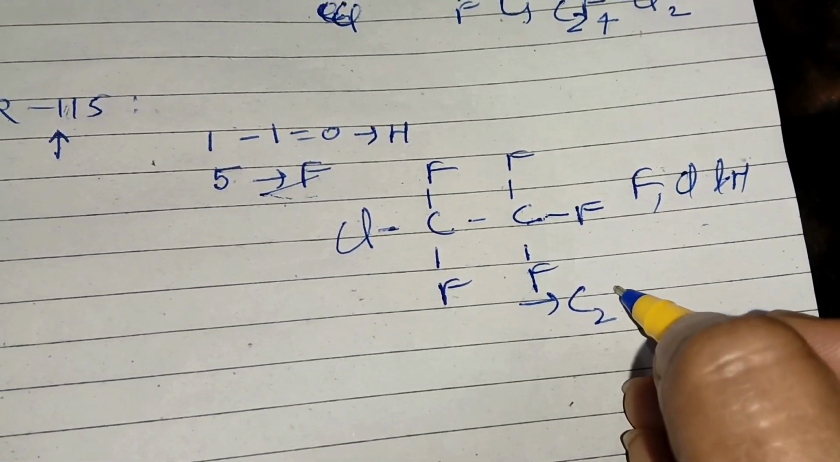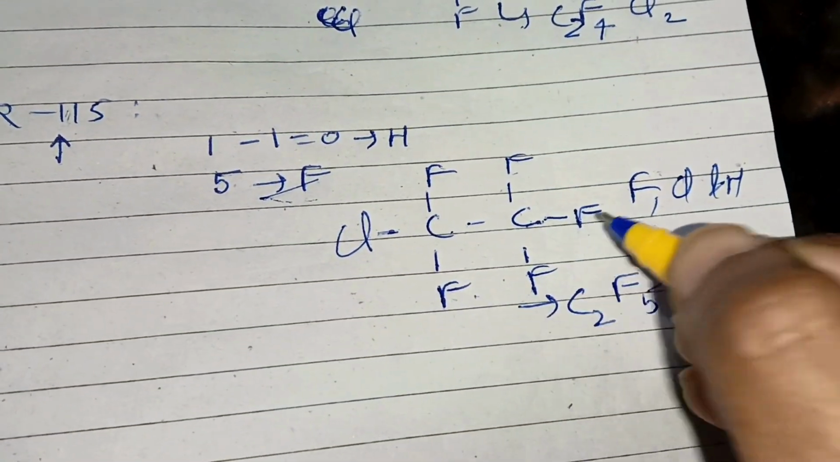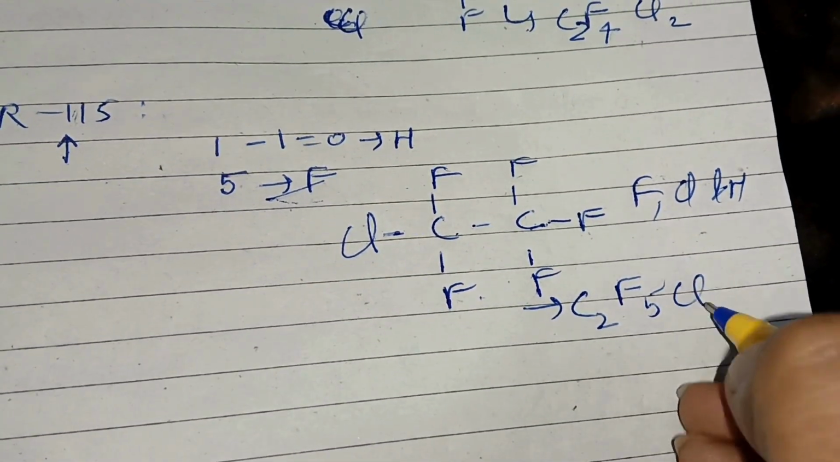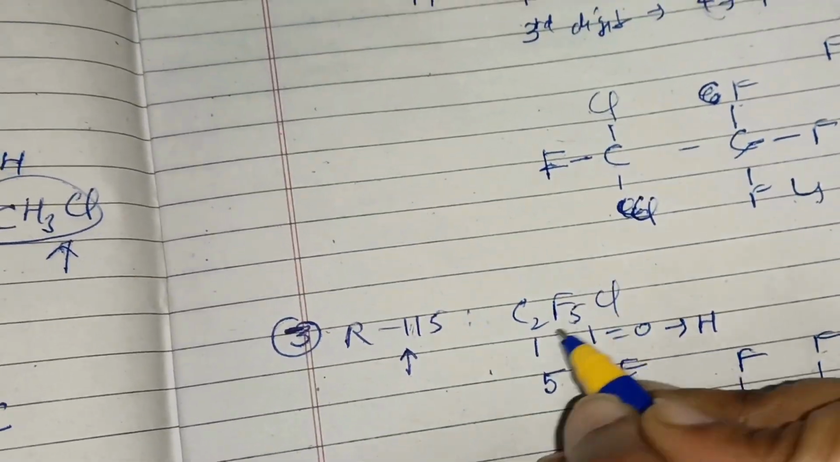Now we are adding the formula: C2F5. How many? 1, 2, 3, 4, 5, and 1 is chlorine. So this is how you got the formula for R115, C2F5Cl.